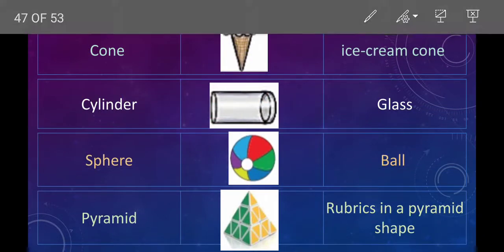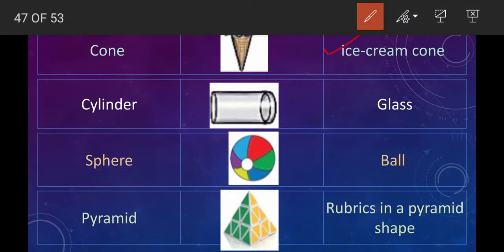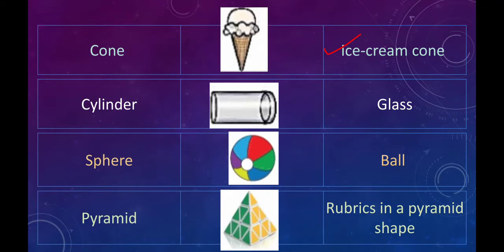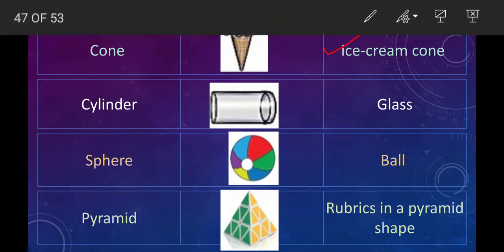Okay, next move to cone. Okay, like cone is ice cream cone, it is an example of this one. Then any other example you can take also. Then second one is cylinder. Okay, your bottle looks like cylinder. Okay, your glass, all these are examples of cylinder. Next, sphere. Okay, ball, then tomato. Okay, all these are examples of sphere.